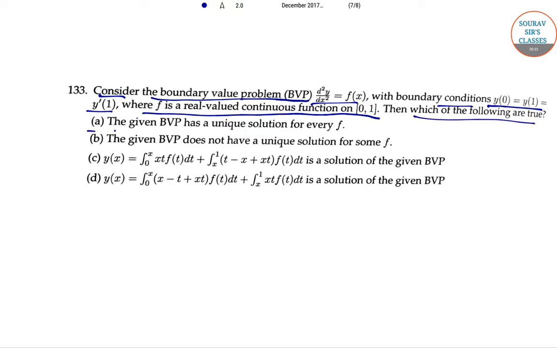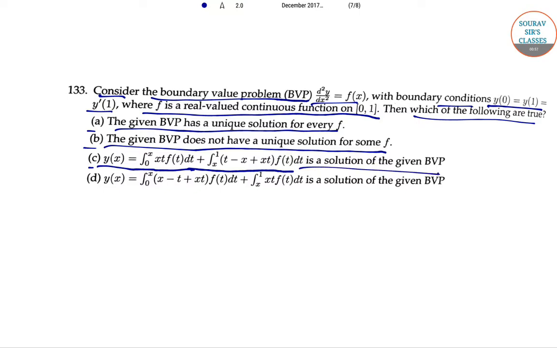Option A, the given BVP has a unique solution for every f. Option B, the given BVP does not have a unique solution for some f. Option C, y(x) = ∫ from 0 to x of xt f(t) dt + ∫ from x to 1 of (t − 1)x... (t minus 1 plus xt) f(t) dt is a solution of the given BVP.